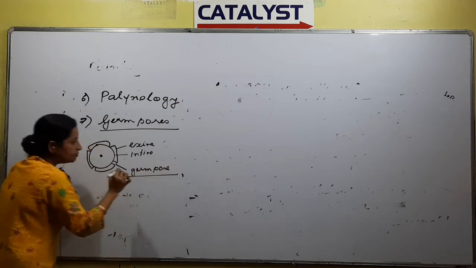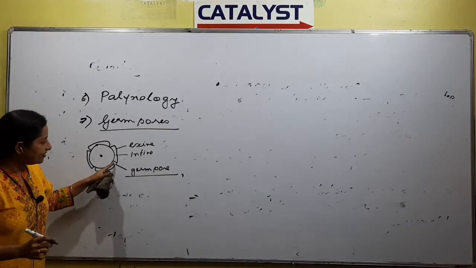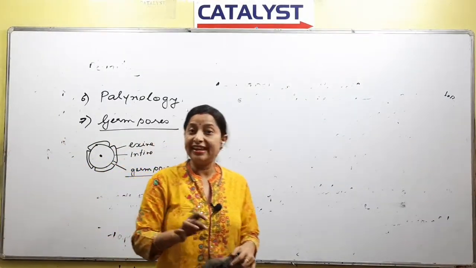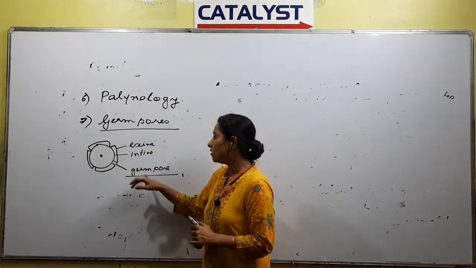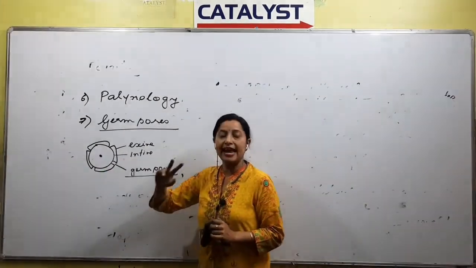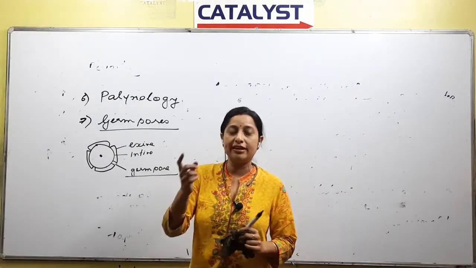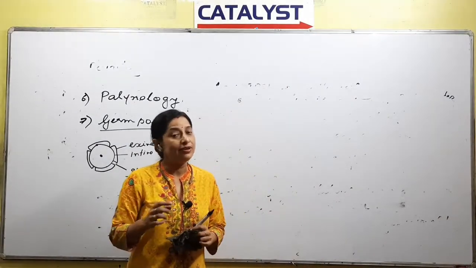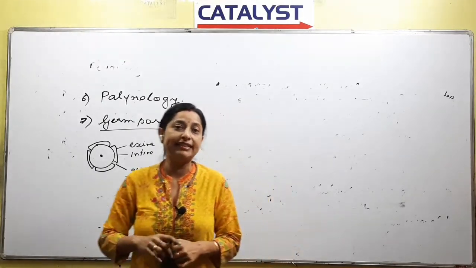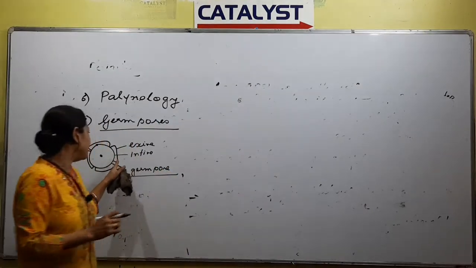So what is a germ pore, no? In certain areas the exine is absent or it is very thin, and those areas are called germ pores. So in a pollen grain, what happens is there are two walls, exine and intine. The intine is continuous, the exine is not continuous, in the middle there are some pores, and that pore is called a germ pore.